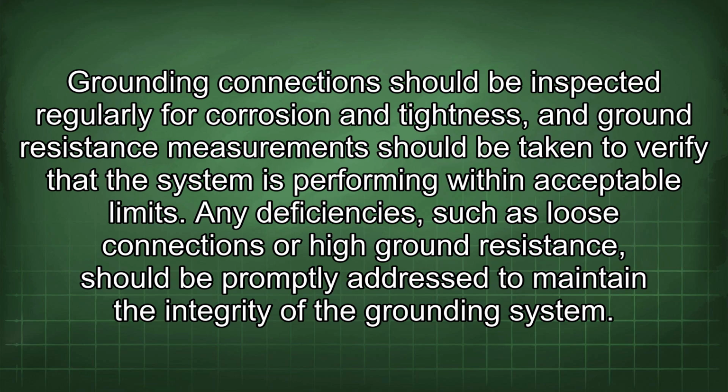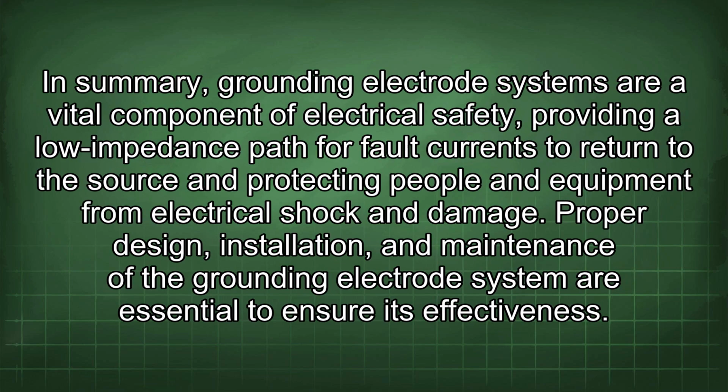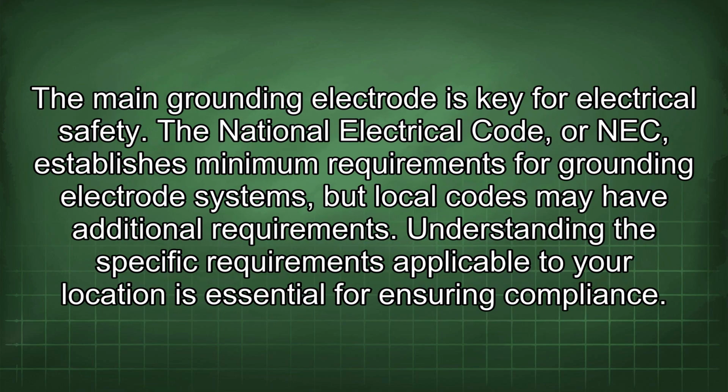Any deficiencies, such as loose connections or high ground resistance, should be promptly addressed to maintain the integrity of the grounding system. In summary, grounding electrode systems are a vital component of electrical safety, providing a low-impedance path for fault currents to return to the source and protecting people and equipment from electrical shock and damage. Proper design, installation, and maintenance of the grounding electrode system are essential to ensure its effectiveness. The main grounding electrode is key for electrical safety. The National Electrical Code, or NEC, establishes minimum requirements for grounding electrode systems, but local codes may have additional requirements.